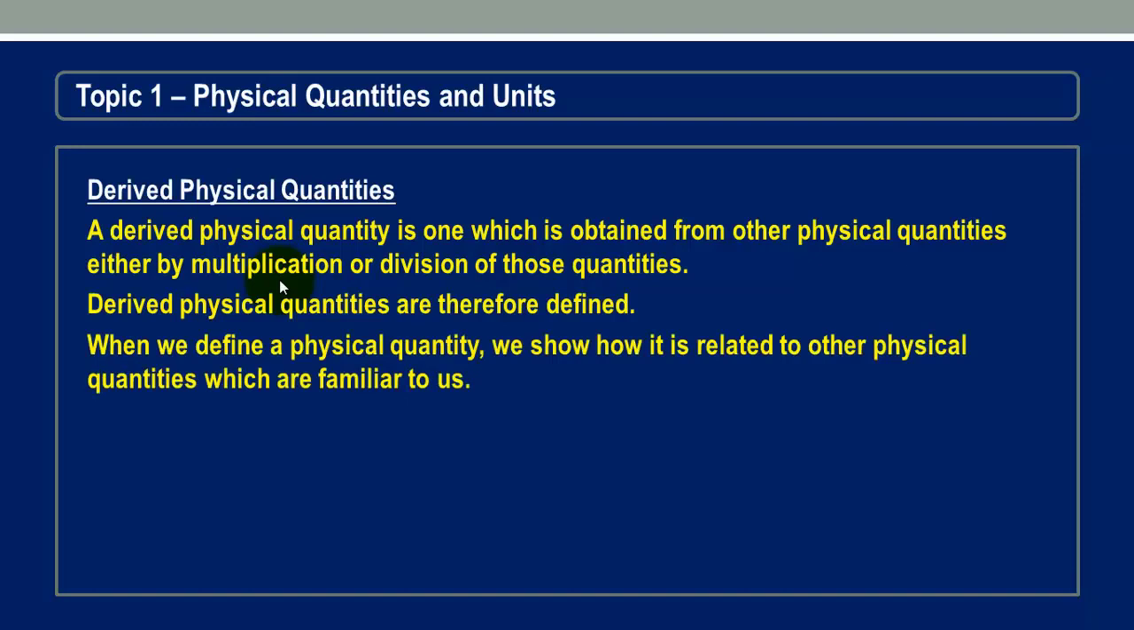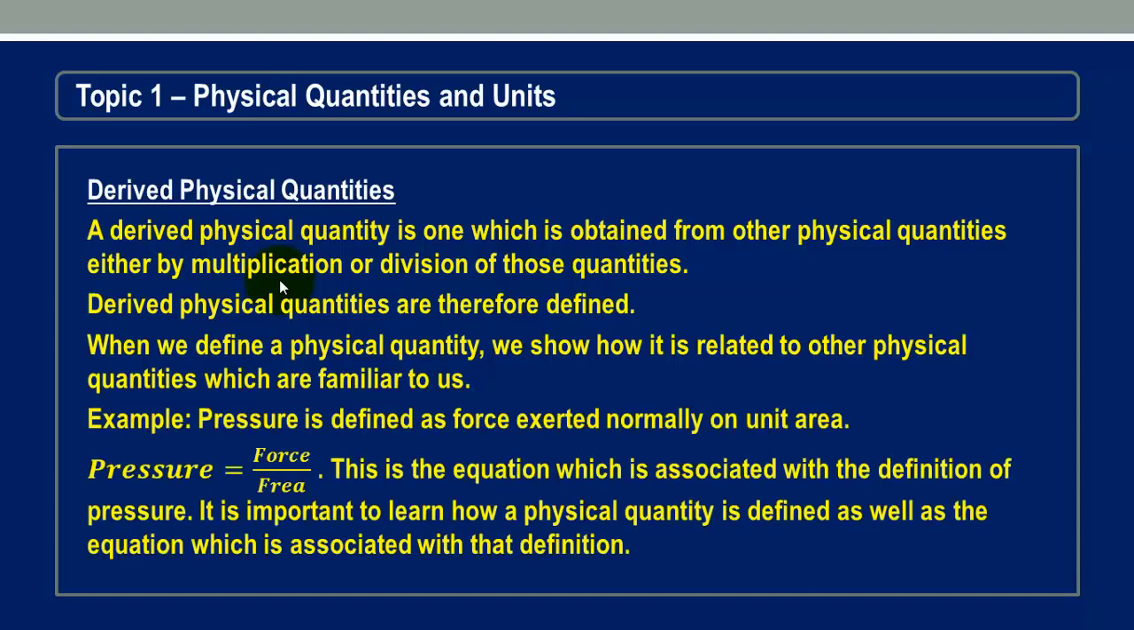When we define a physical quantity, we show how it is related to other physical quantities which are familiar to us. An example is pressure. Pressure is defined as force exerted normally on unit area. The equation which is associated with this definition is pressure is equal to force over area.